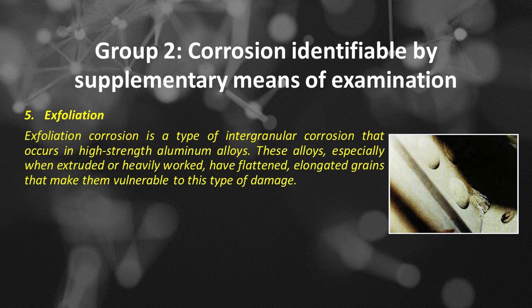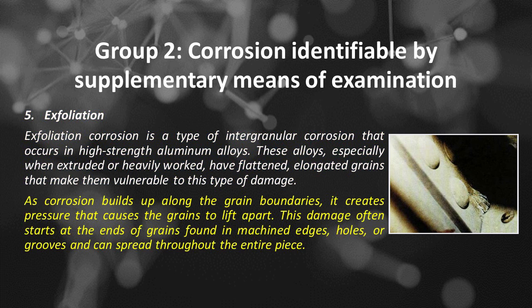Number 5 is exfoliation. Exfoliation corrosion is a type of intergranular corrosion that occurs in high-strength aluminum alloys. These alloys, especially when extruded or heavily worked, have flattened, elongated grains that make them vulnerable to this type of damage. As corrosion builds up along the grain boundaries, it creates pressure that causes the grains to lift apart.